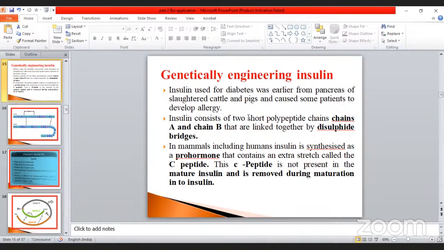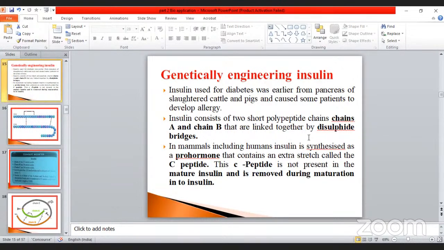Here, the insulin consists of 2 short polypeptide chains, already we discussed. There are 3 chains, but 2 chains are very, very important. That's why they are called alpha chain and beta chain, simply called A chain and B chain, and C chain. C chain is also there, the C peptide also. First of all, you should note it down. What is the structure of insulin? The insulin consists of 2 short polypeptide chains, the chains A, B, and C.